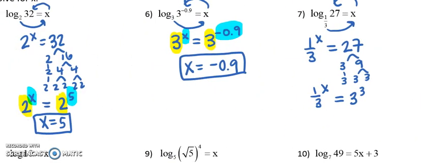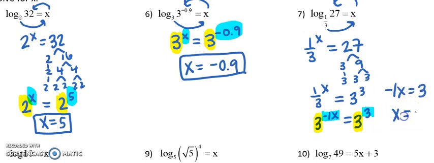So in this problem right here, we have 3 to the negative 1x equals 3 to the 3rd, and then we start matching stuff up. So these 3's match, and then negative 1x and this 3 match. So then we've got negative 1x equals 3, so x equals negative 3. There you go. So that one was a little bit more complicated. You might want to rewatch that one.